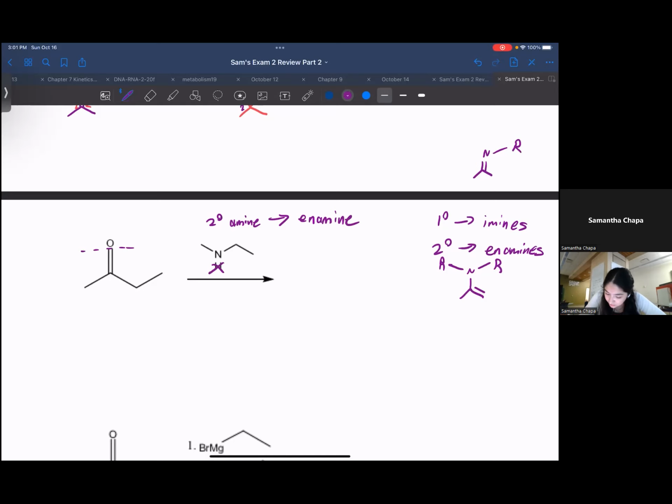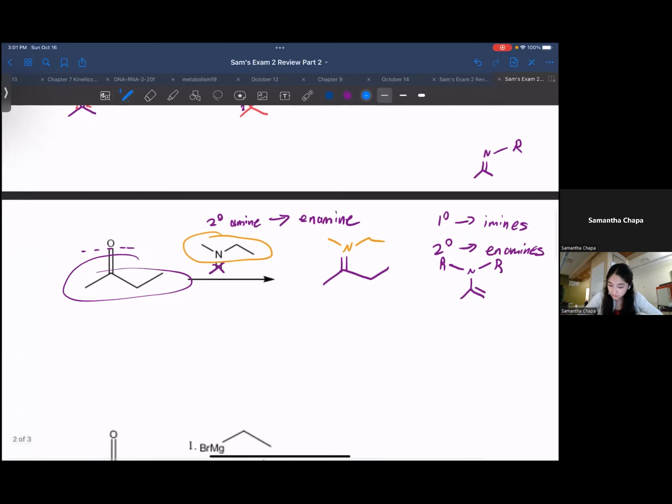Take off your hydrogen. Everything should stay the same, and just attach these groups together. Let me put this in a different color. Okay, so this should help you with the mechanism, and now we can start.